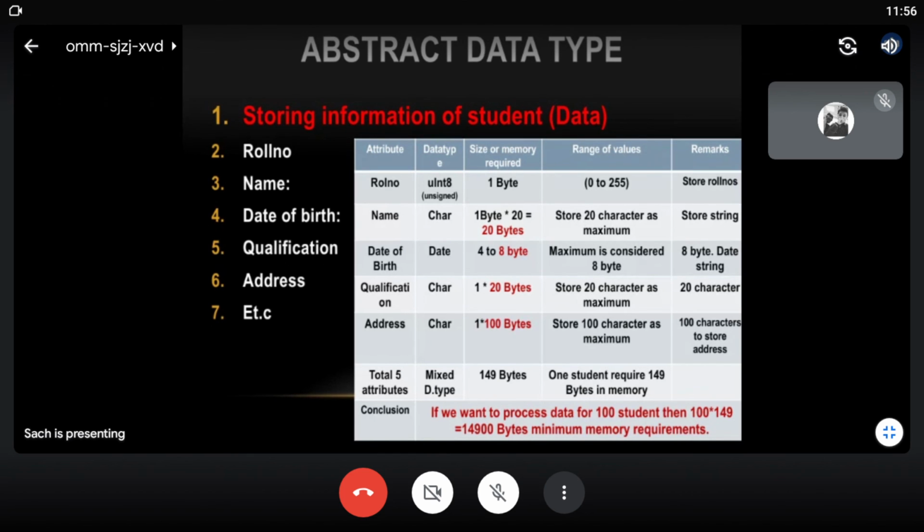Now, if we have 100 students' data to be processed, then we will require 100 into 149 bytes, that is a total of 14,900 bytes minimum memory requirement for data storage in your program. Are you getting the significance of memory estimation? Yes, participants? Yes, sir.